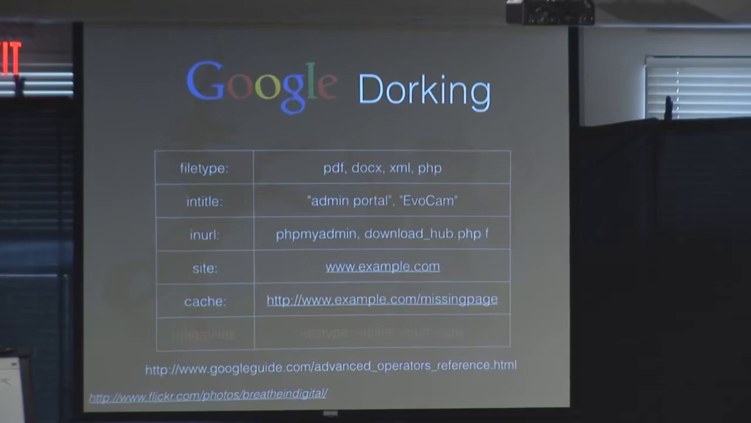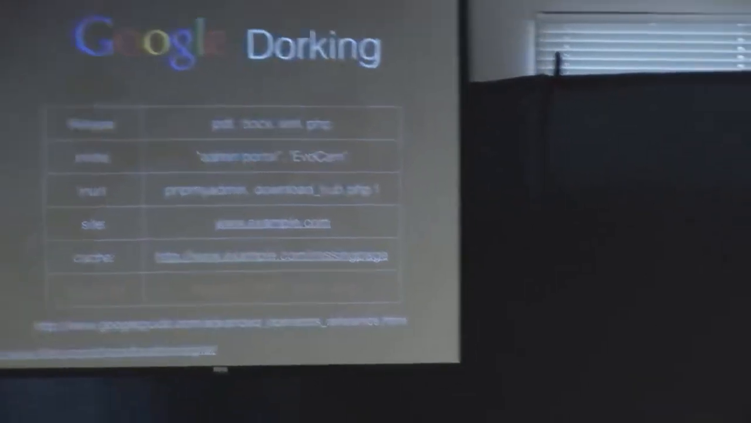In URL, so if you do a search for that, instead of actually checking the text of the website, it's going to be testing the URL of the website and looking for that information. So the example is PHP myadmin or download underscore hub.php, and you're basically looking for those words in the URL.